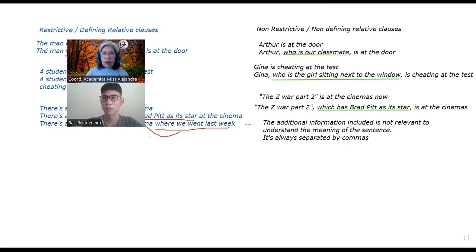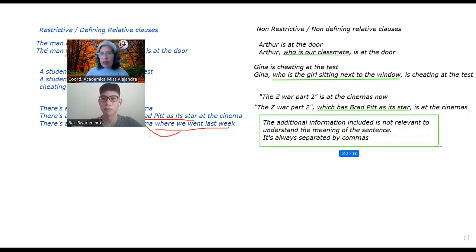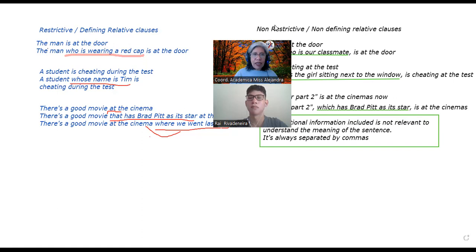First of all, the additional information included is not relevant to understand the meaning of the sentence, and it is always separated by commas. Arthur, comma, who is our classmate, comma. Gina, comma, who's the girl sitting next to the window, comma. The Z word part 2, comma, which has Brad Pitt as its star, comma, is at the cinemas. Okay? And the restrictive, on the other hand, the additional information is necessary.